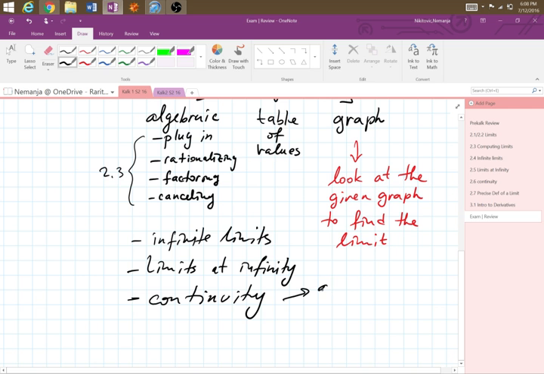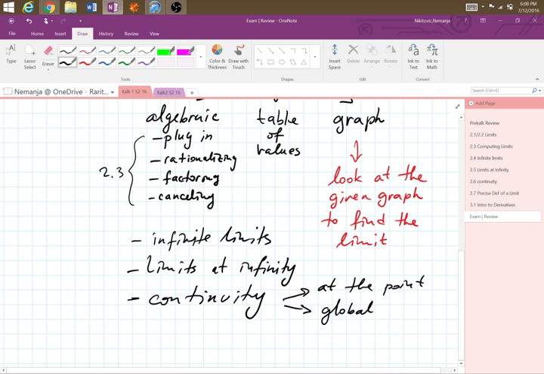Which are two: at the point, and global. So at the point, those are the three rules that you need to know. Can anyone tell me what the three rules are?